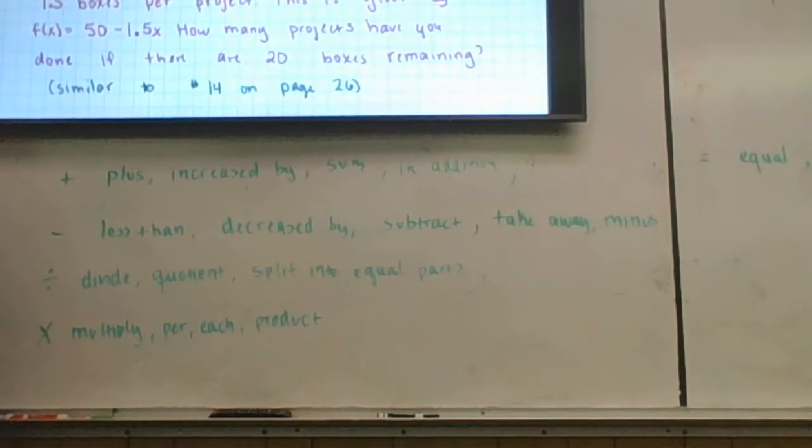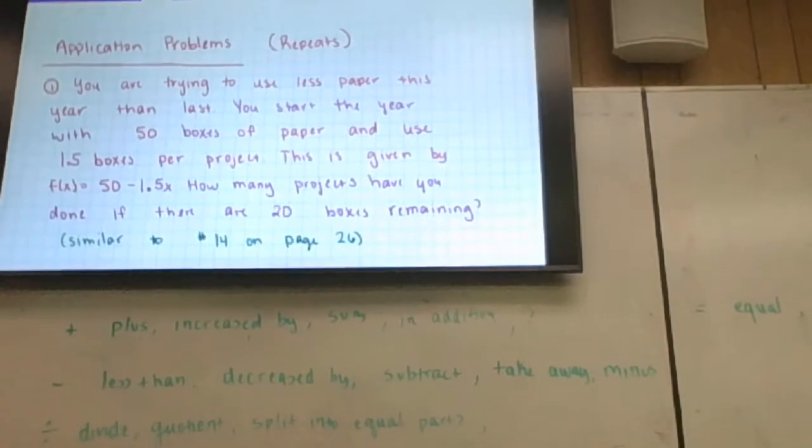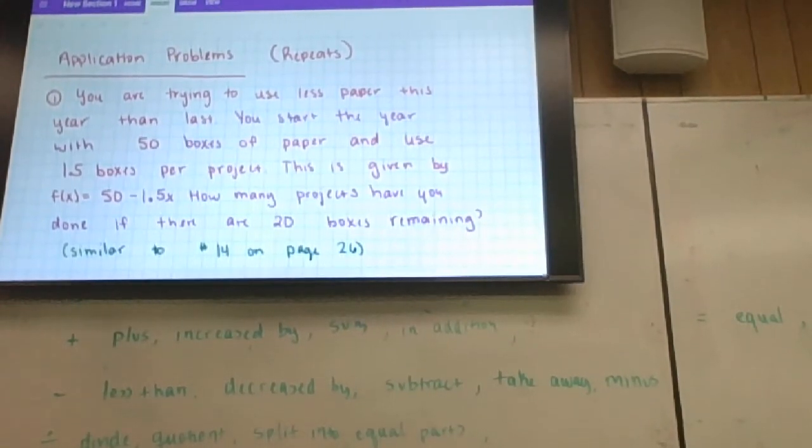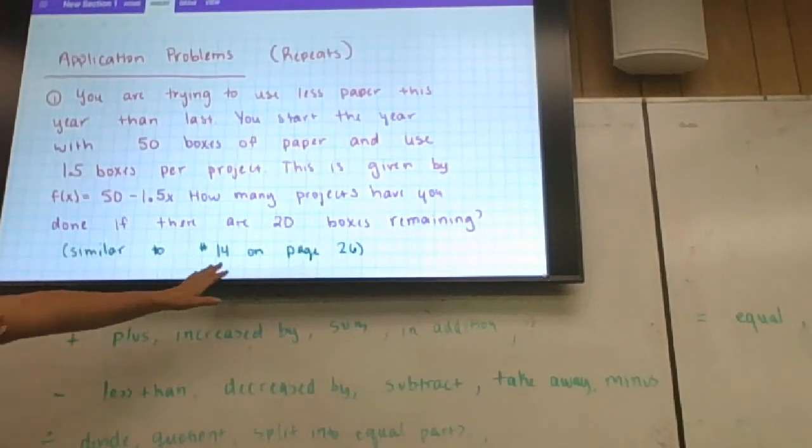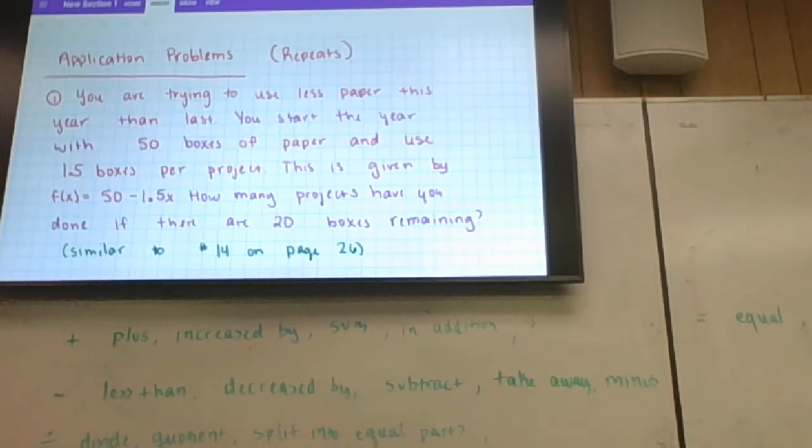All right, so this wasn't in the 4 we did yesterday, but you were assigned a word problem like this, and I never had a chance to go through it with you. This is like number 14 on page 26. You're trying to use less paper this year than last. You start with 50 boxes of paper and use 1.5 boxes per project. It's actually really similar to the fire hose problem. How many projects have you done if there are 20 boxes remaining?